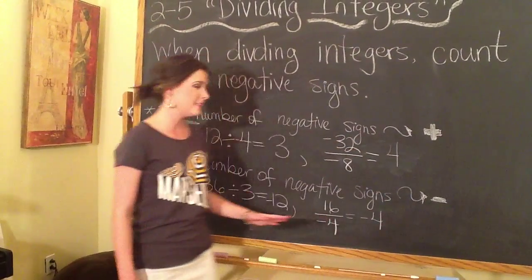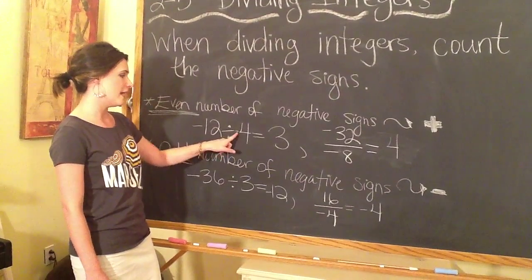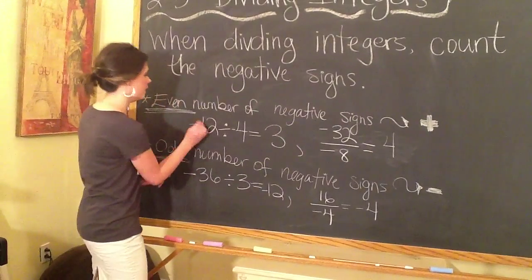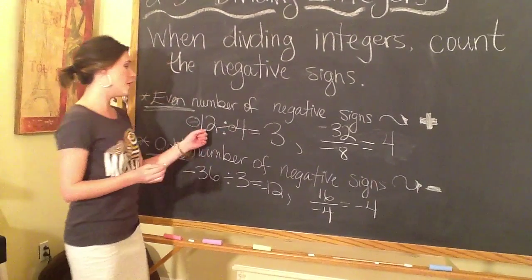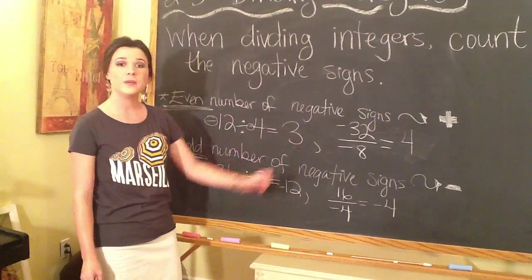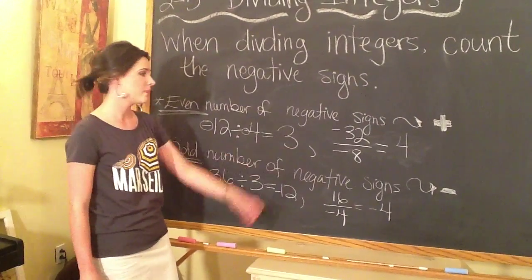So let's look at a few examples. Okay, the first example says negative 12 divided by negative 4. So I have 1 and 2 negative signs. And since 2 is an even number, our answer is going to be positive. So we just go ahead and divide it out. So 12 divided by 4 gives us 3.